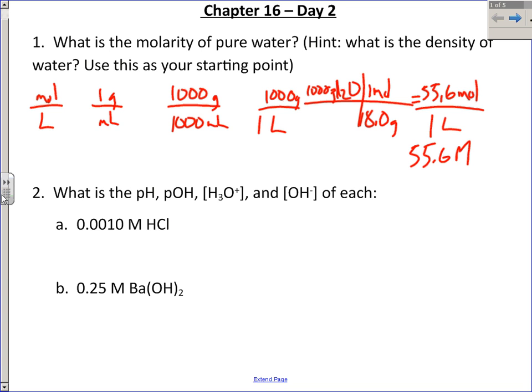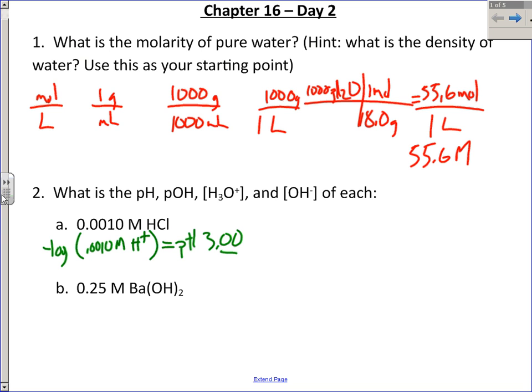So if it's 0.0010 molar HCl, it's also 0.0010 molar H+. And if we take the negative log of the H+, we get the pH. So in this particular case, taking the negative log of that, we would get 3.00. Remember how sig figs work? Two significant digits goes to a p-value with 2 decimal places.